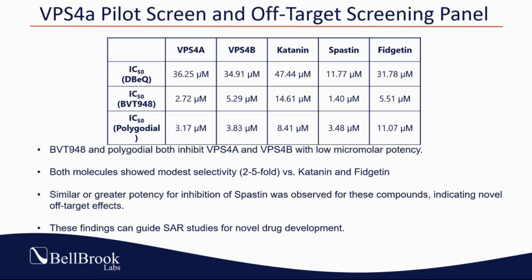Catenin, for example, is much less inhibited, comparatively speaking, by BVT948 than the other four enzymes are. But on the opposite end of inhibition, we have spastin being the most potently inhibited. So that would reflect an important off-target effect. If you were trying to inhibit only VPS4A or VPS4B, you would have a lot more inhibition also happening with spastin.